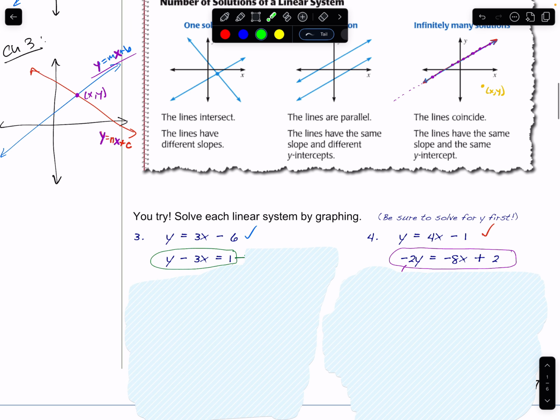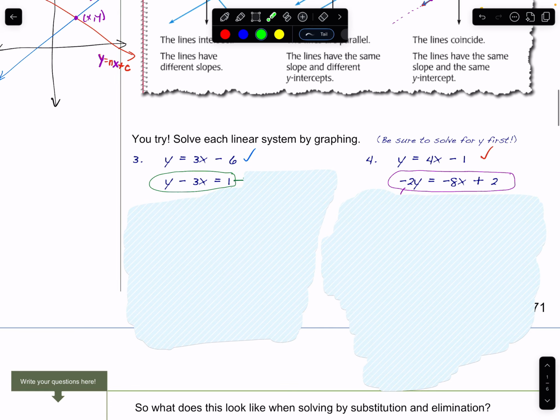Before we move on, let's do some on your own. So try 3 and 4, get them in slope-intercept form, graph them, and you tell me, is there one solution, no solution, infinitely many solutions? And after you do that, come back and check your work.